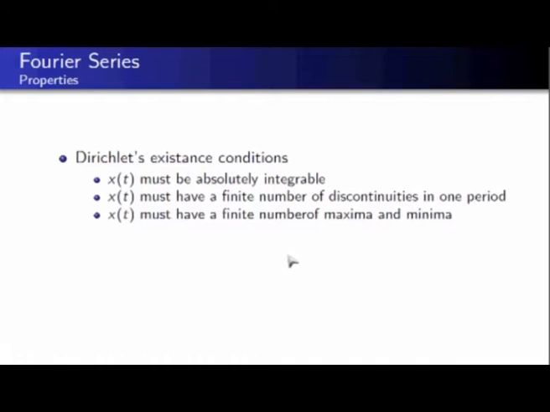It says x of t must be a power signal. It must be absolutely integrable, meaning it should not go to infinity in one period. So it should be absolutely integrable. If it has discontinuities, the number of discontinuities should be finite in one period, and our rectangular thing has 2 discontinuities, so finite number of discontinuities. The number of maxima and minima in one period should be finite. So there are some complicated mathematical ideas, I am not going to get into them.